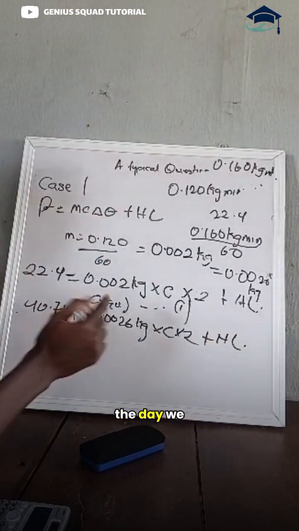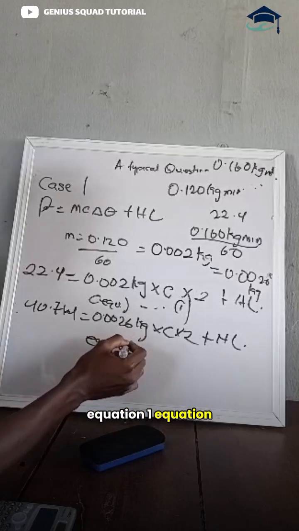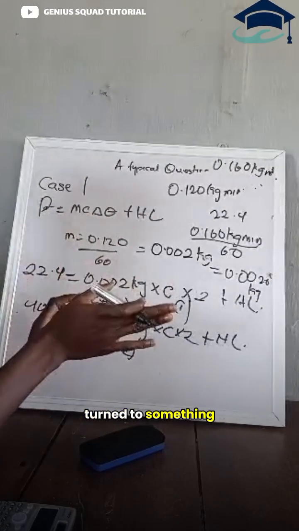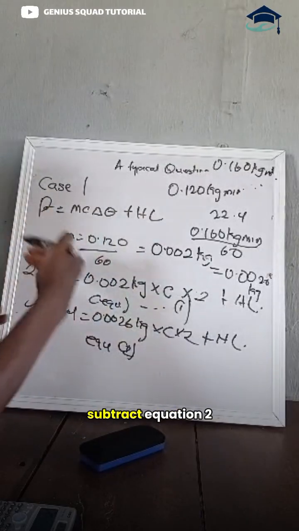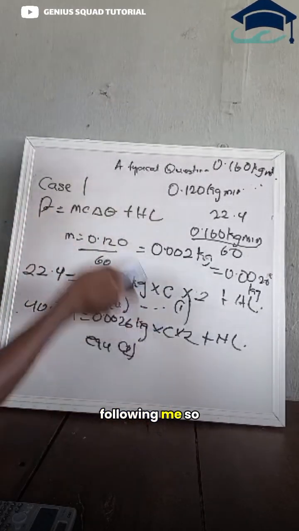So at the end of the day, we have two equations. This is equation 1 and this is equation 2, and this one is already turned to something else. So we have to subtract equation 1 from equation 2. Hope you are following me. So let's go.